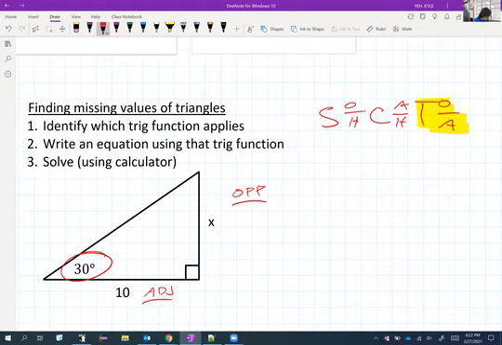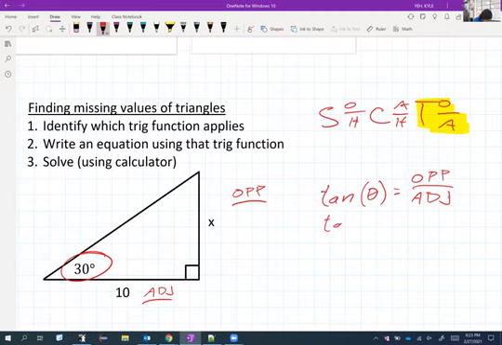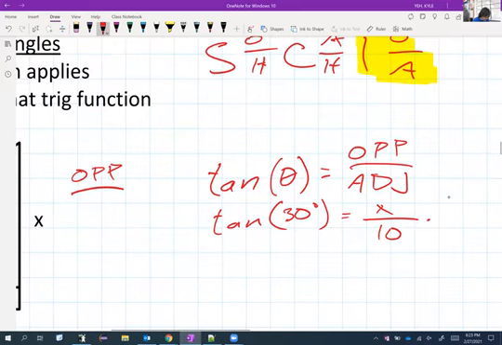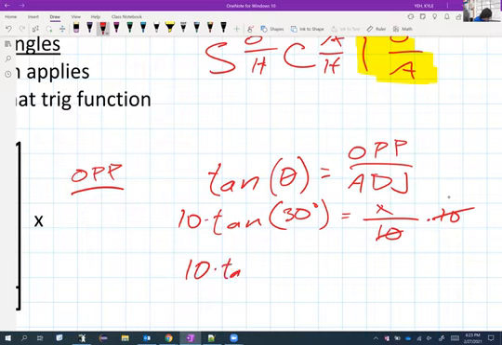So here's what you're going to do. Tan of theta equals opposite over adjacent. We know that. That's our starting equation for tangent. Well, then let's start plugging things in. Tan of 30 degrees, my angle, equals the opposite side, which is x, over the adjacent side, which is 10. And then we know how to get x alone here. I'm going to multiply by 10 on both sides. So 10 times tangent of 30 degrees equals x. And that's something I can now plug in my calculator.